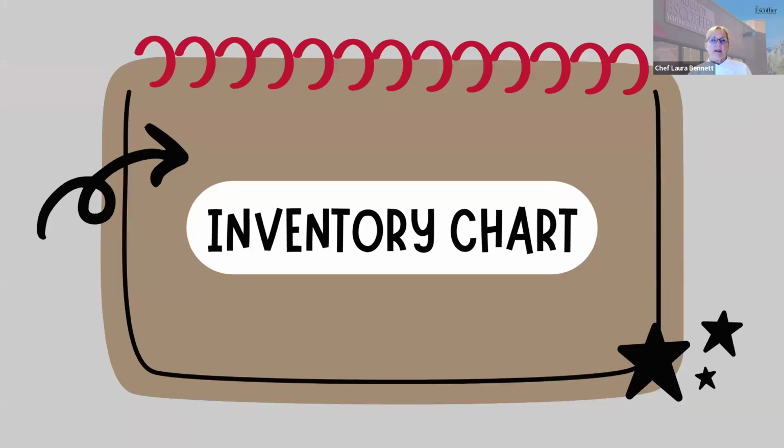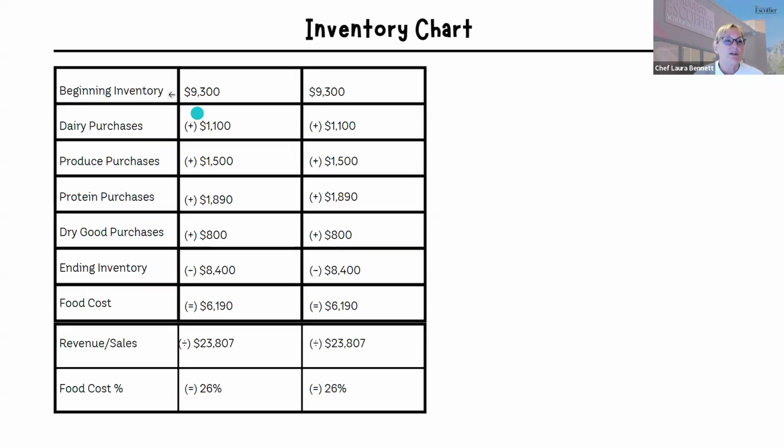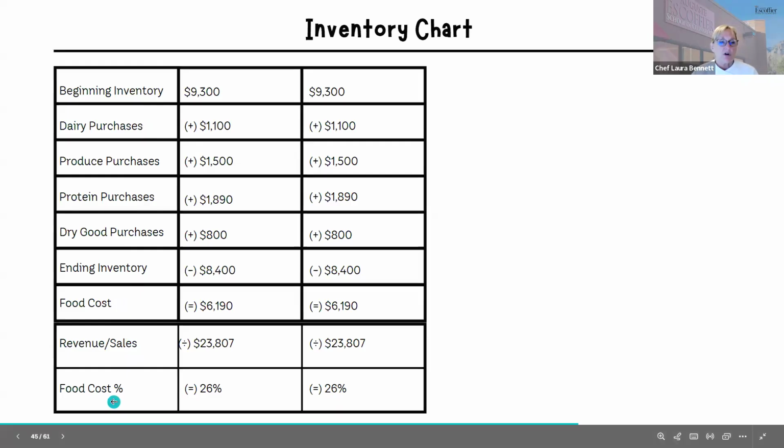Inventory chart. Let's talk about that inventory chart. All right, so you can see beginning inventory, all of our purchases, ending inventory, food cost, revenue, sales, food cost percentage.